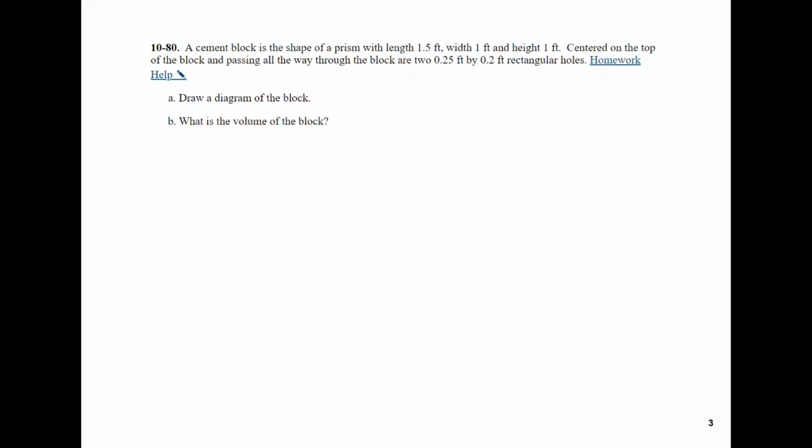10-80, a cement block is the shape of a prism with the length of 1.5 feet. So if we draw a cement block, like the book asks us to, the length is 1.5 feet. The width is 1 foot, and the height is 1 foot.